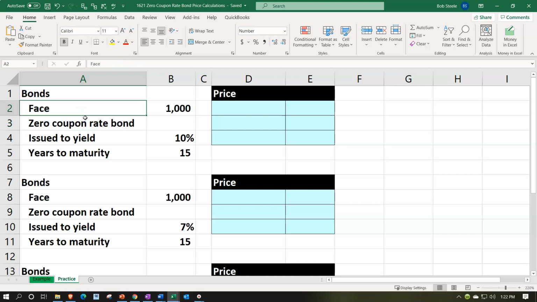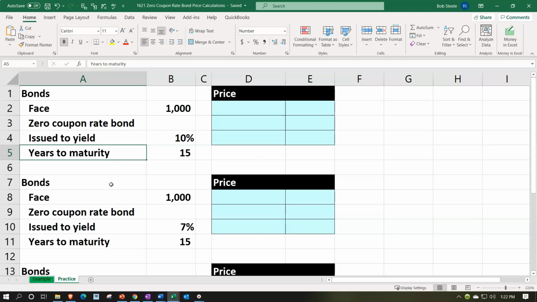So here we have the face amount of the bond. It's going to be 1,000. It's a zero coupon rate bond, which should make the calculation easier because now we don't have the rate that's being calculated. It's issued to yield 10%. In other words, you can think about that as the market rate. And then the years to maturity, we're going to say are 15 years.